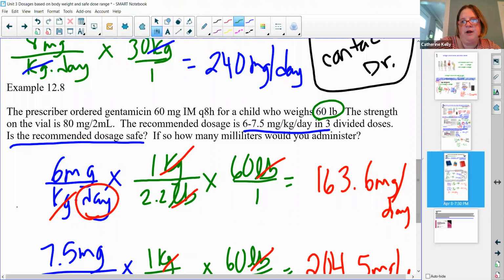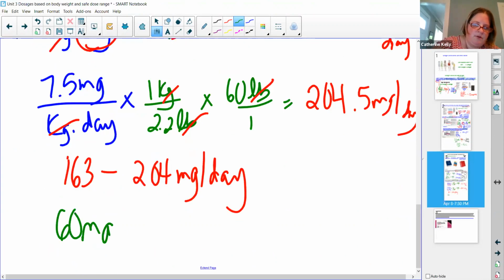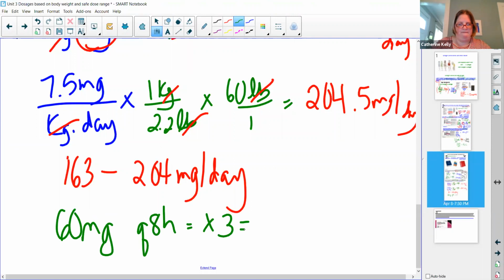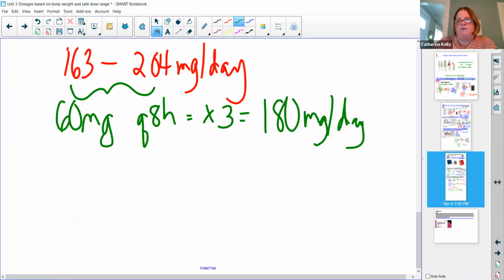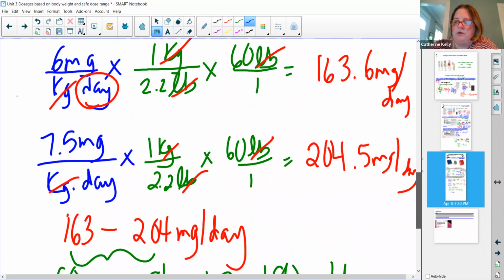It says 60 milligrams Q8H, so every 8 hours. So 60 milligrams Q8H would be 3 times a day. So 60 times 3 is 180 milligrams per day. So this is safe. 180 fits in between 163 and 204. So it is safe because it fits within the range. If it was under the range, you would want to contact the doctor because it may not be enough. If it's over the range, you want to contact the doctor because it may be way too much.